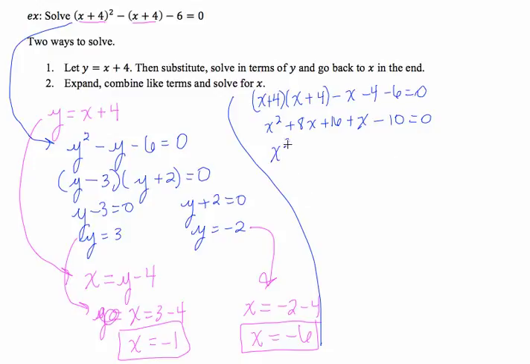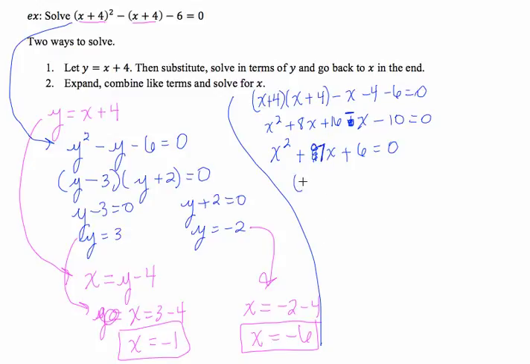Then we have x squared. 8x plus x is 9x. 16 minus 10 is positive 6. And let's see, it looks like I messed up here. This should be minus x. I changed that minus to a plus for some reason, so that should be 7x.